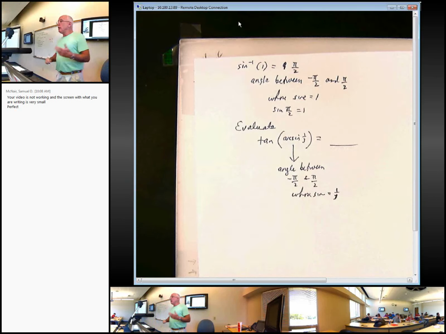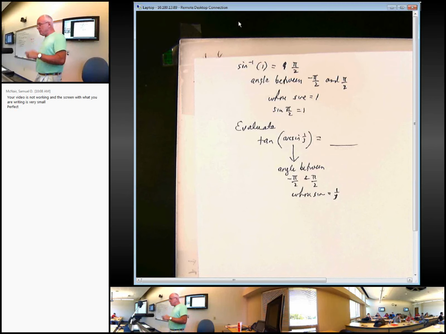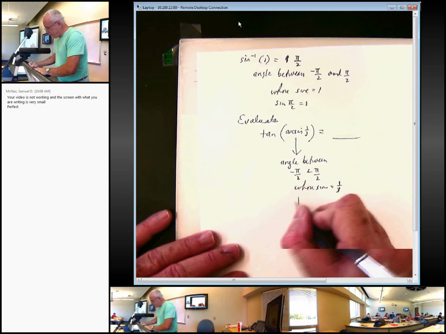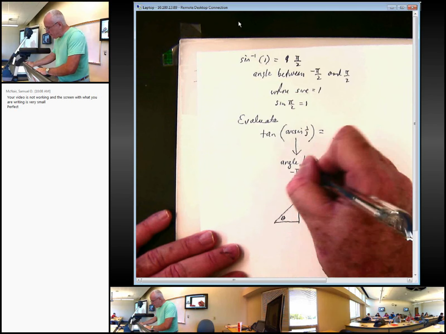Well, tell you what, I have no idea what angle between minus pi over 2 and pi over 2 has a sine equaling 1/3. But what I can do here is draw a picture. Let's call this our angle, right? Let's call this the angle theta.